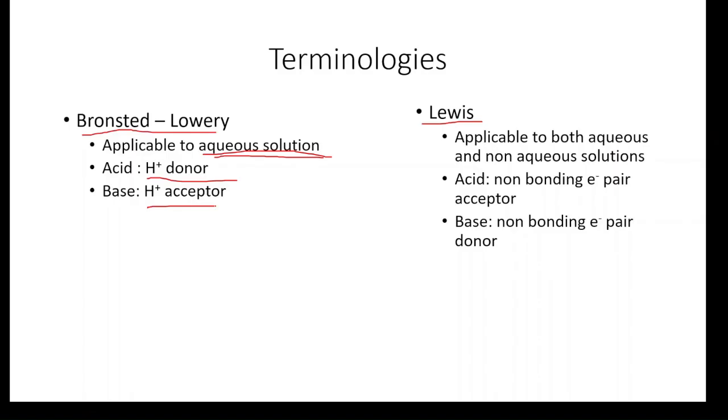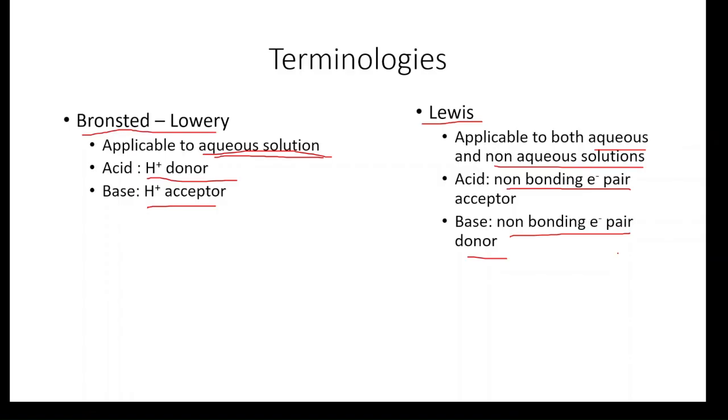And when we talk about Lewis acid, it is applicable to both aqueous and non-aqueous solution. So that is one important thing, and it is kind of a broader perspective. And here acid is the substance, the compound, that accepts a non-bonding electron pair. So they are called acid, and the one which donates a non-bonding electron pair is called base. Please note it down. This will be an important concept and important slide for you all.